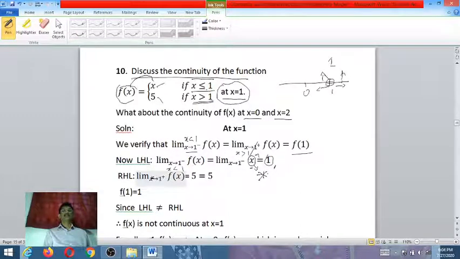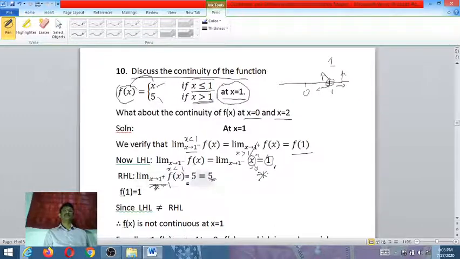Now come to the right hand limit. Limit of f of x as x tends to 1 plus. 1 plus means what? x is greater than 1. Whenever x is greater than 1, f of x is 5. So the limit of 5, what does it become? That is equal to 5.